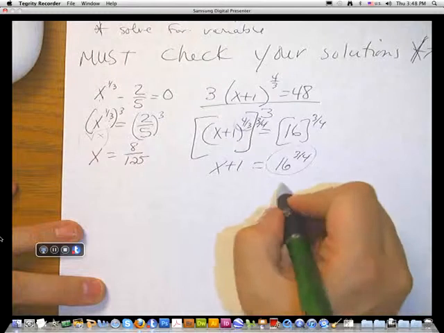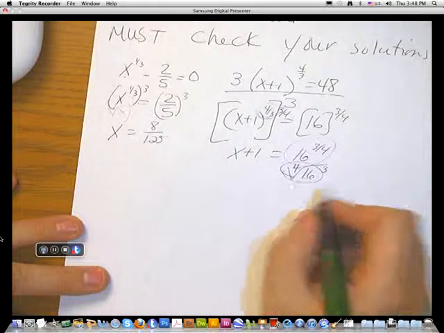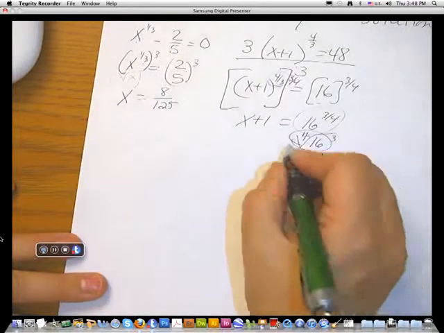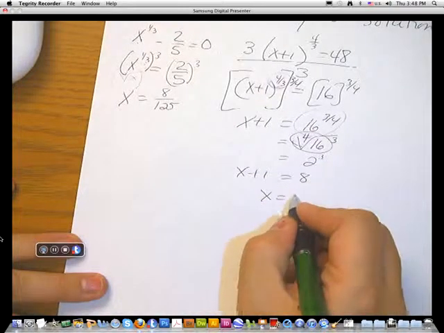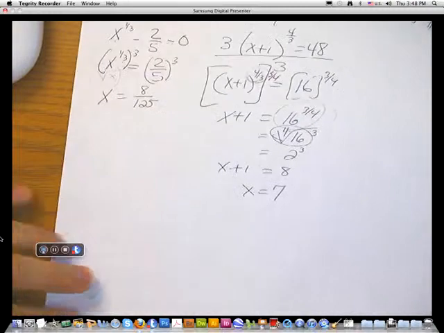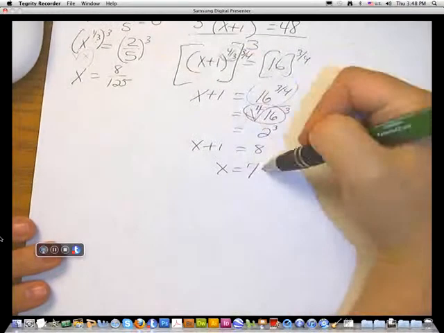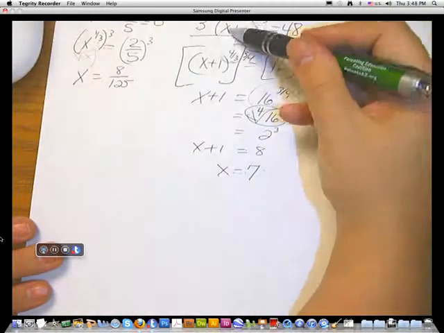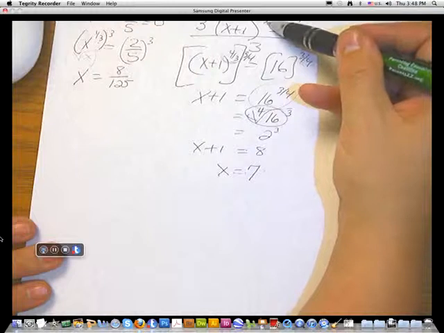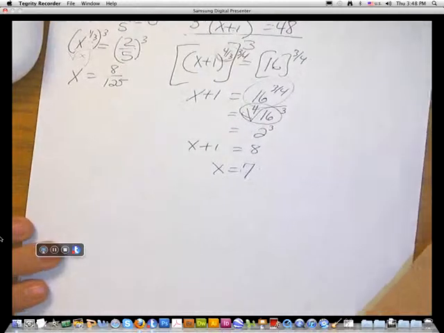Well, I need to simplify that. That's the 4th root of 16 cubed. 4th root of 16 is 2, cubed is 8. Subtract it over, x is 7. Check them. If you put this in, the cube root of 8/125 is 2/5, so that works. 7 plus 1 is 8. 8 to the 4/3 is 2 to the 4th is 16 times 3 is 48.